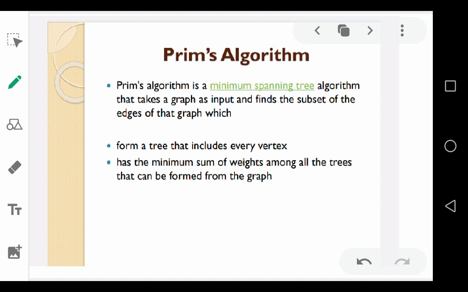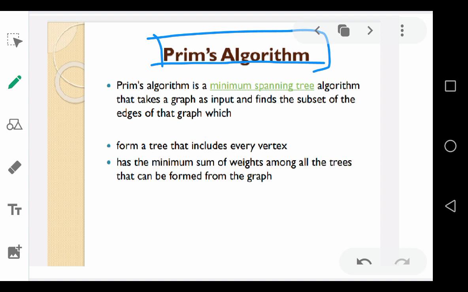As I said at the start of this lecture, in my session I am discussing what is a minimum spanning tree and how to find the minimum spanning tree. For this reason we are using two algorithms. First is Prim's algorithm and second one is Kruskal algorithm. So first we'll see what is Prim's algorithm and how we can find the minimum spanning tree with the help of Prim's algorithm.